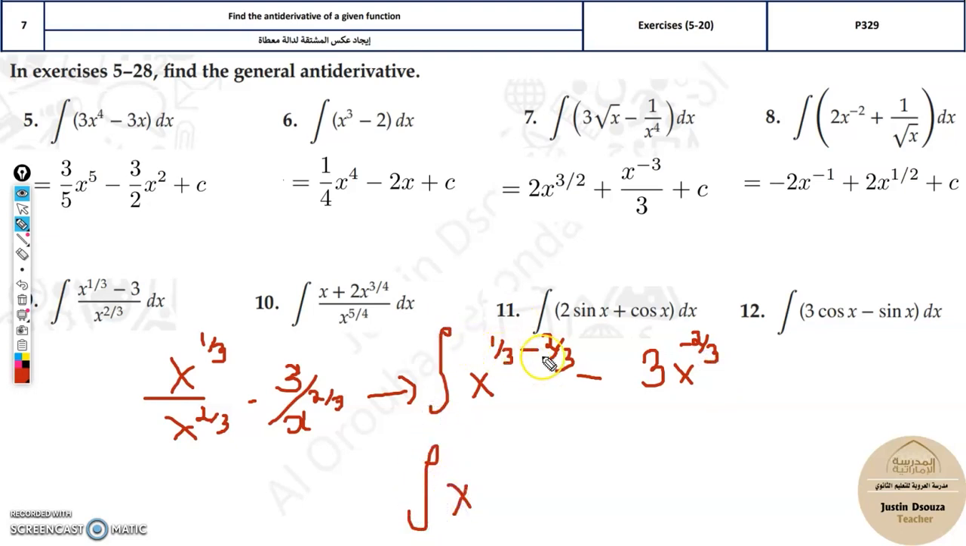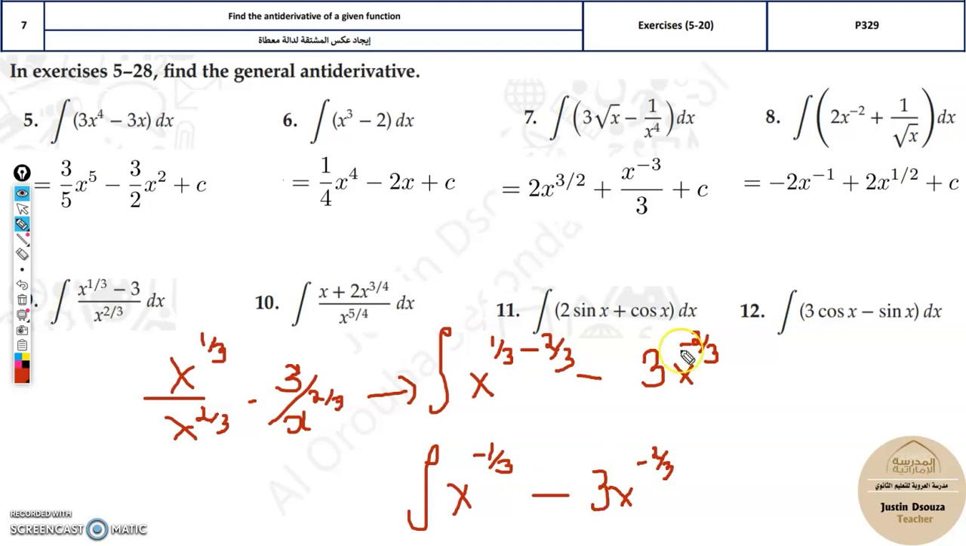Integration of, see, 1 by 3 minus 2 by 3 would be negative 1 by 3. If you cannot do it in your mind, you can do it in a calculator, but the mind way is easy. The denominator is the same, 3 and 3. So write the denominator, do 1 minus 2, that is minus 1. Now x minus 2 by 3.